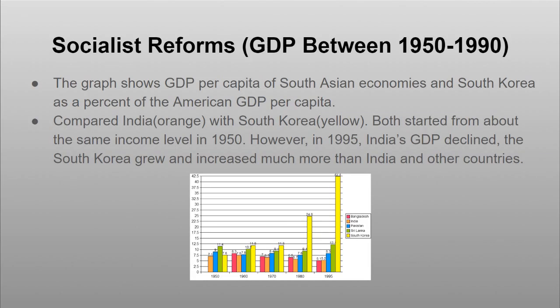The graph shows GDP per capita of South Asian economies and South Korea as a percent of American GDP per capita. Compare India, whose color is orange, with South Korea, whose color is yellow. Both started from about the same income level in 1950. However, by 1995, India's relative GDP had declined. South Korea grew much more than India and other countries.